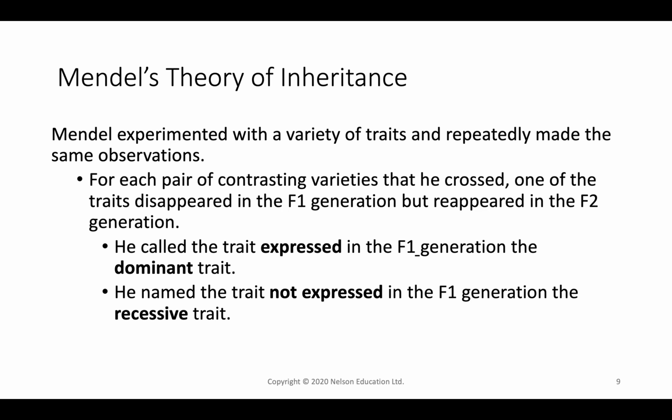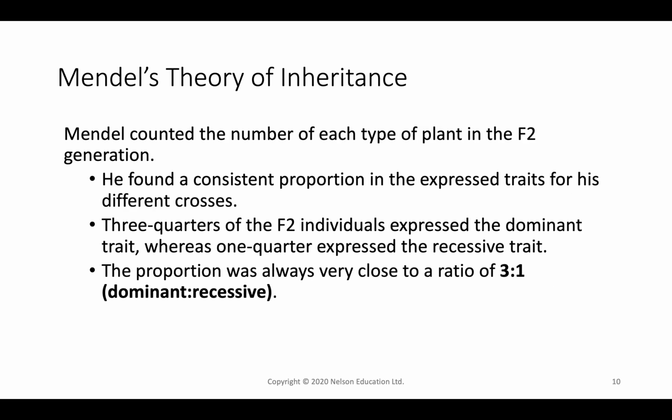So when we take the heterozygotes, the F1 generation, and cross it with itself, that gives us the F2 generation. And at that point, he starts seeing the reappearance or the reemergence of these recessive traits. So he started calling the one expressed in the F1 generation the dominant trait and the one that disappeared the recessive traits. And then remember that recessive trait does pop back up in the F2 generation.